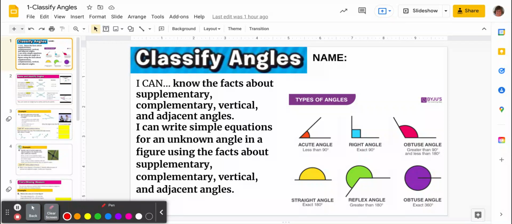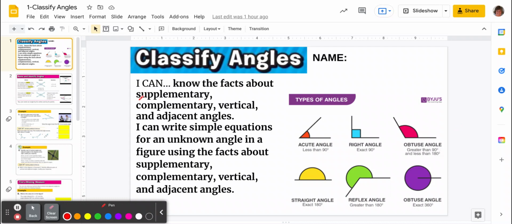Hello, my friends. This lesson is going to be for classifying angles. For this lesson, you will need your math notes out, please. Your math notes, a writing utensil. We have some vocabulary that we really need to understand in this lesson. So, our lesson is about classifying angles.